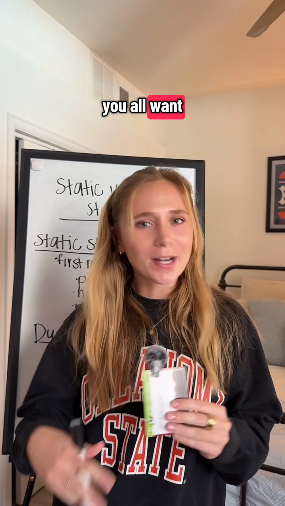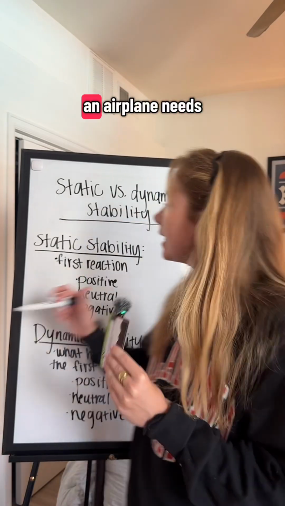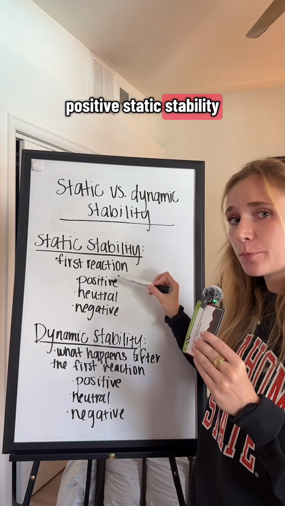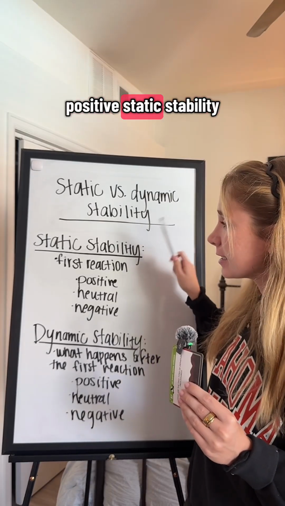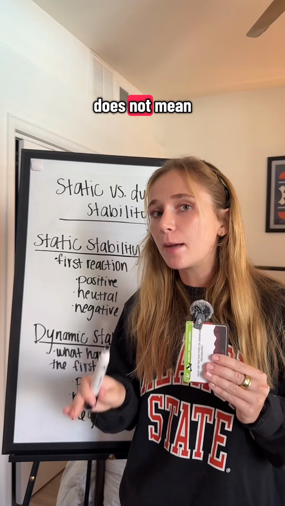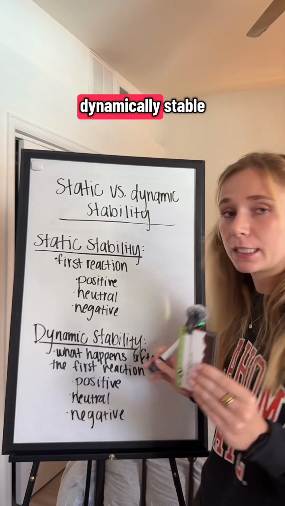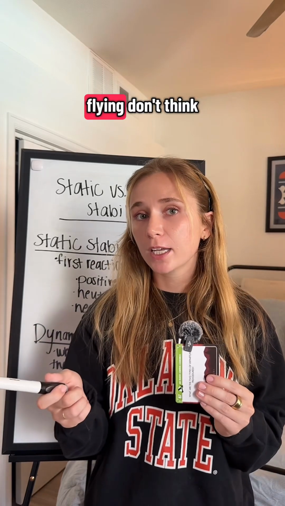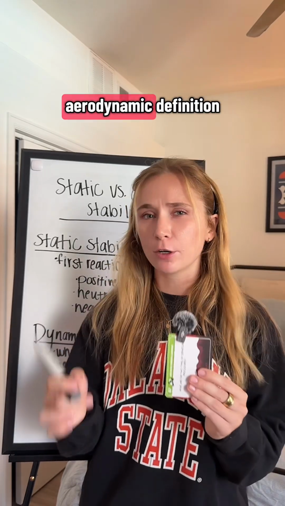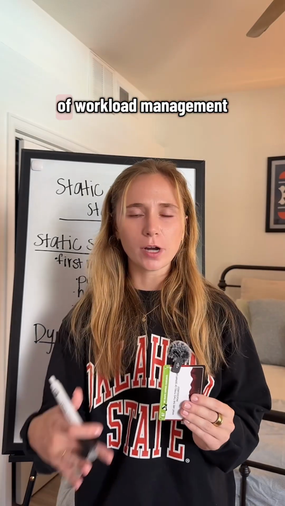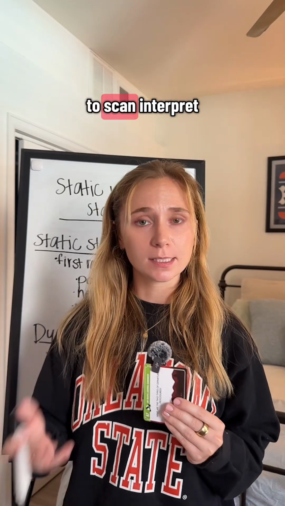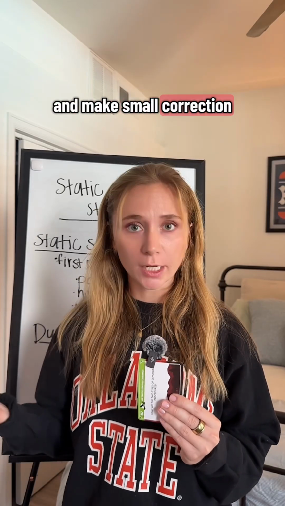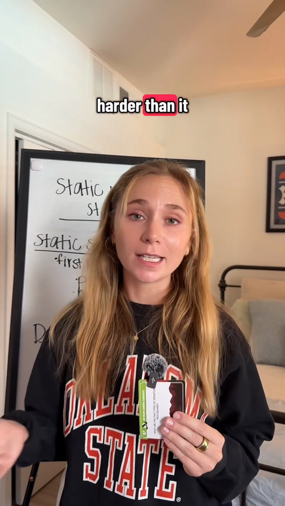And here's what you all want, the checkride level point. An airplane needs positive static stability before it can have positive dynamic stability. Positive static stability by itself does not mean the airplane is dynamically stable. So for instrument flying, don't think of stability as an aerodynamic definition, more a part of workload management. A stable, properly trimmed airplane gives you time to scan, interpret, and make small corrections. An unstable, poorly trimmed airplane makes instrument flying harder than it needs to be.